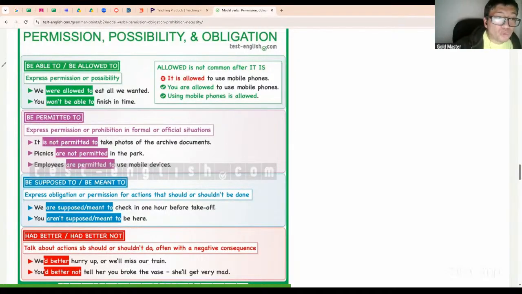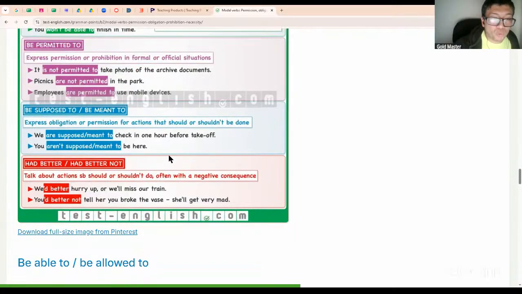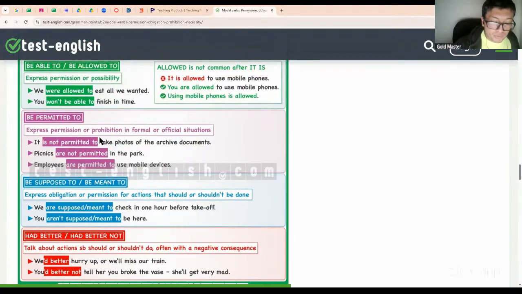Be supposed to and be meant to. Just in case, devices, guys, means dispositivo: cellphones, computers, TVs, screens, all of those. Be supposed to, be meant to. That's it. They express obligation or permission for actions that should or shouldn't be done.